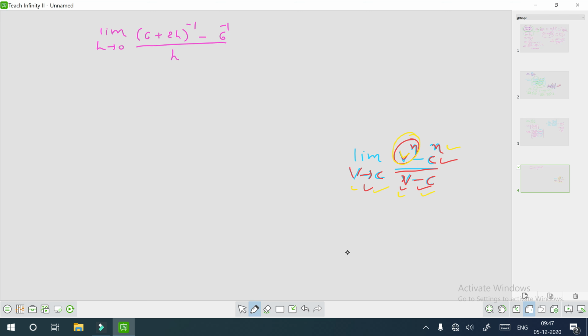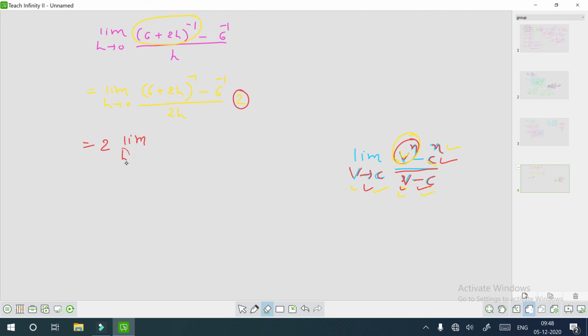In our case, all of you see, this is the variable raised to n. This is given to us. We need to have constant raised to n over variable minus constant. Now see, that is equal to limit h tends to 0, 6 plus 2h raised to minus 1, 6 raised to minus 1 over, we need 2h. So multiply and divide by 2. Clear? One minute. Now we can take this one as a constant quantity, so take it outside.